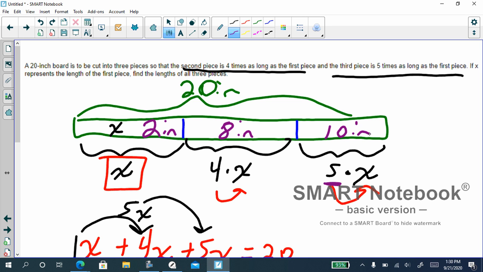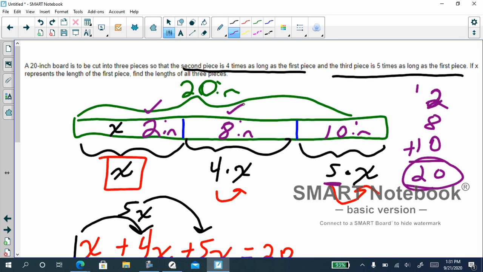If we add those, 2 plus 8 plus 10. 2 plus 8 is 10, so 0, carry your 1. 1 plus 1 is 2, so yes, if we add those three boards together, it does make 20 inches. So if it says, what are the length of all the pieces? One's 2, the second one is 8, the third one is 10.